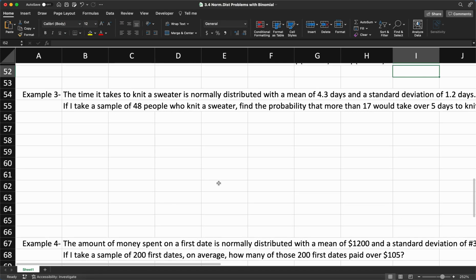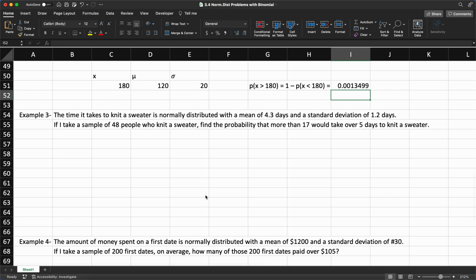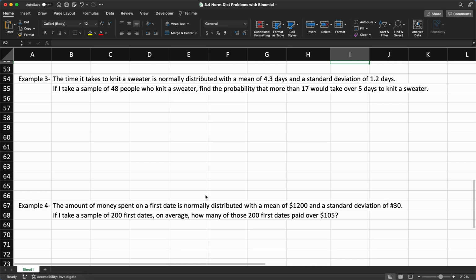All right, let's move on to a more difficult problem. The time it takes to knit a sweater is normally distributed with a mean of 4.3 days and a standard deviation of 1.2 days. If I take a sample of 48 people who knit a sweater, find the probability that more than 17 would take over 5 days to knit a sweater. All right, so this is more complicated, but we're just going to bring 2 steps together, and we're going to separate this into 2 problems.